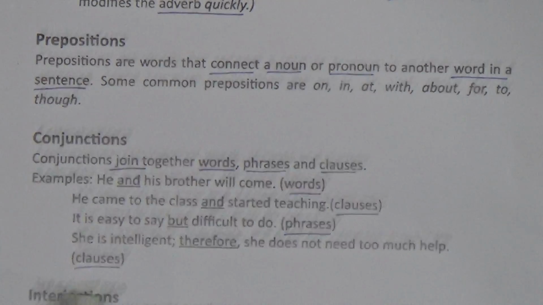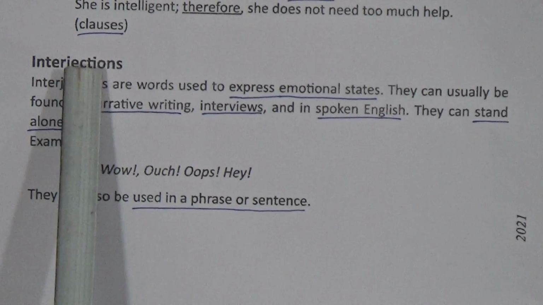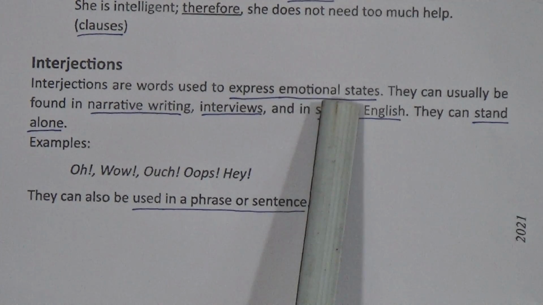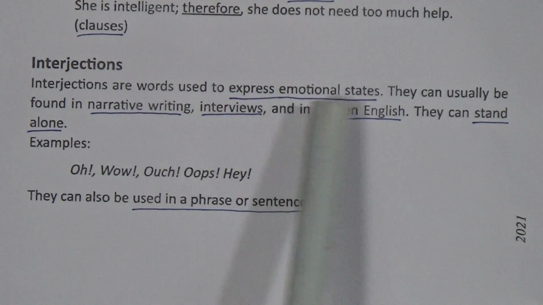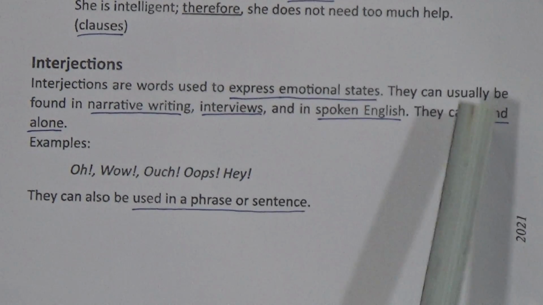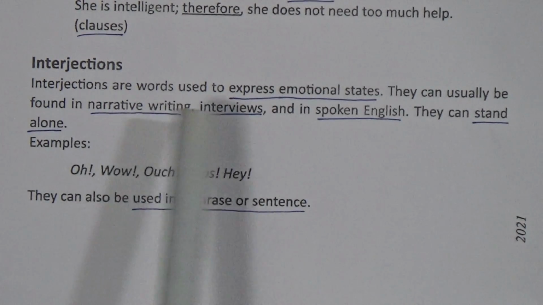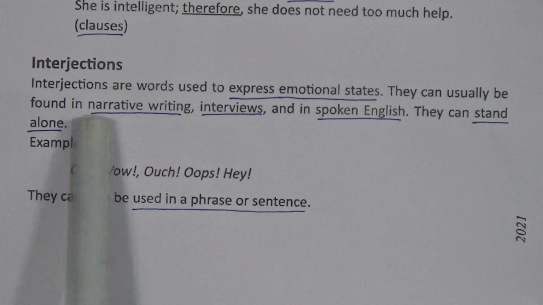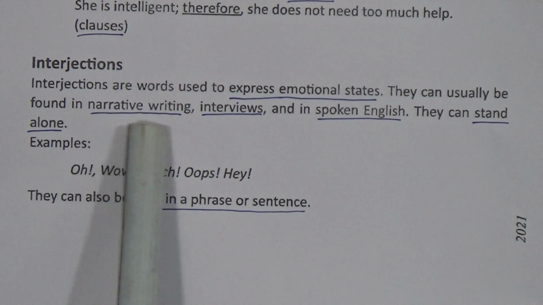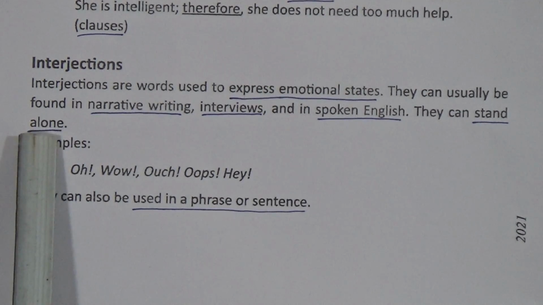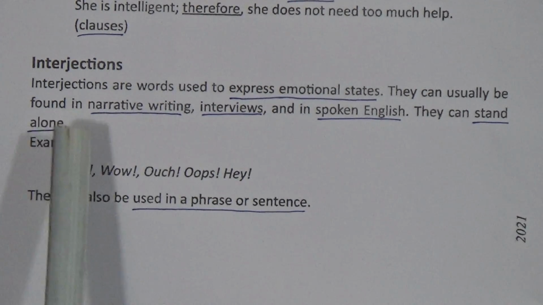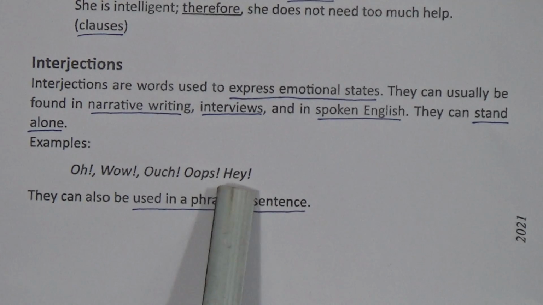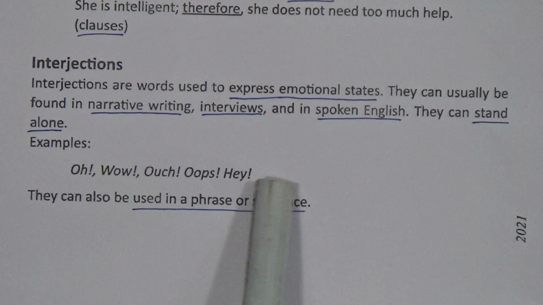Next one, interjections. This is the last one in parts of speech. Interjections are words used to express emotional states. They express emotional states, okay? They can usually be found in narrative writing, interviews, and in spoken English. These are the types of usage where you find interjections. They can stand alone. Interjections can be used alone. For example, see, oh, whoa, ouch, whoops, hey. So these can stand alone.